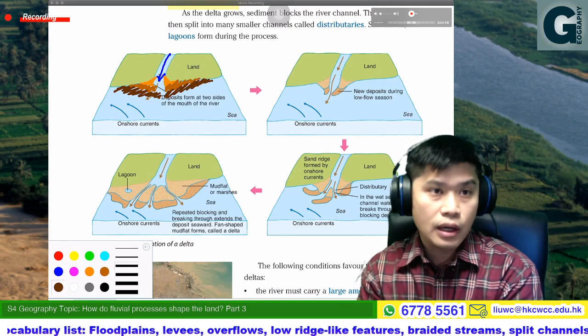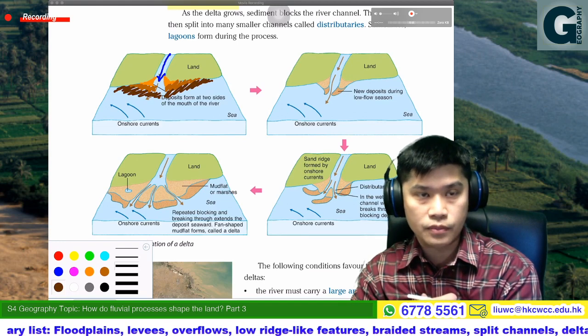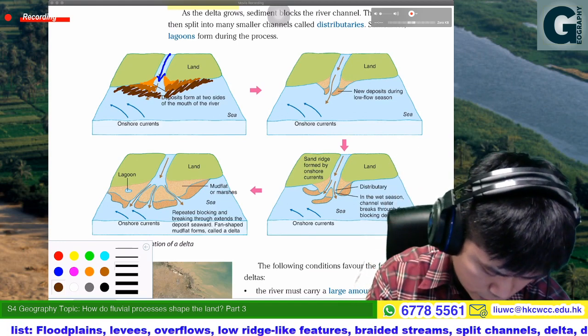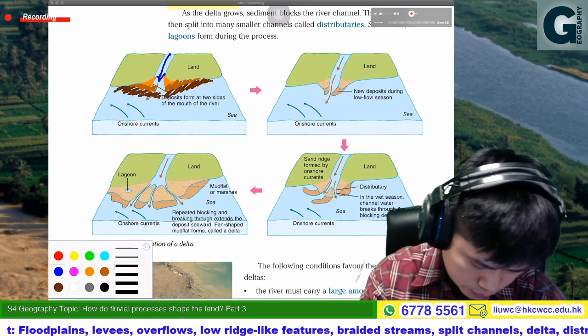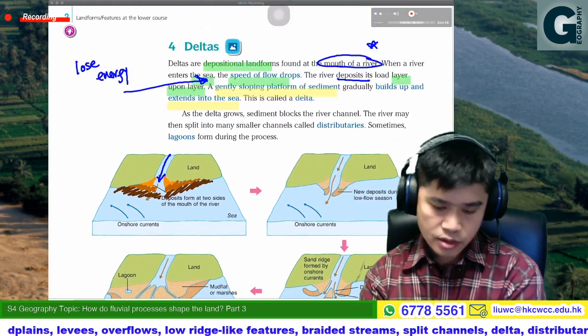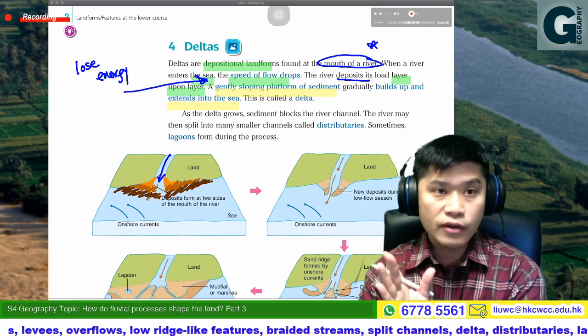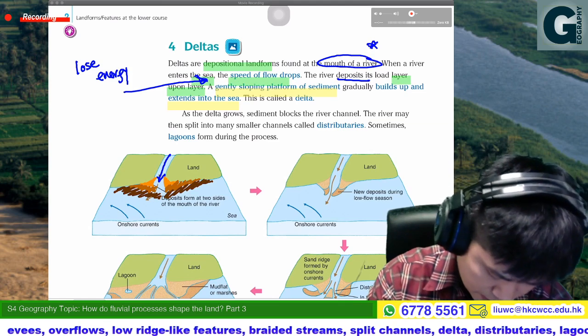So therefore, a new land will be formed. Okay, and that is what we call delta. So as the delta grows, sediments block the river channel. The river may then split again.